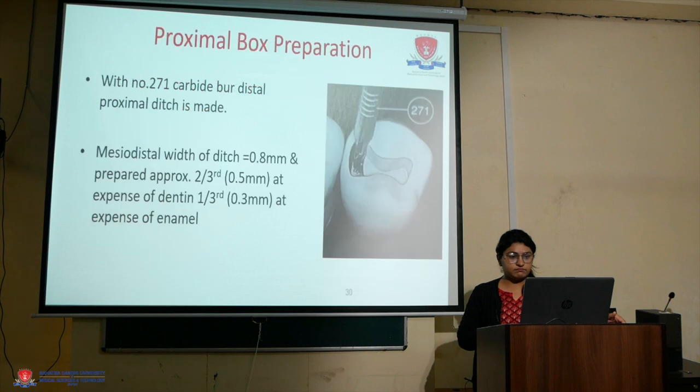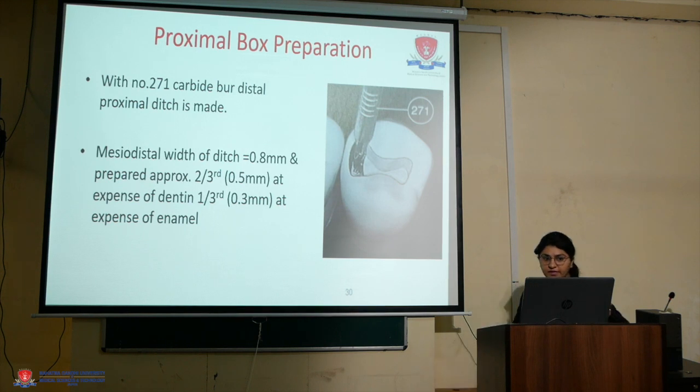Then proximal box preparation with the number 271 carbide burr, the proximal ditch. Initially you made a punch cut, now you have to make a proximal ditch, and the mesiodistal width of the ditch will be around 0.8 mm. That is 2/3 at the expense of the dentine and 1/3 at the expense of the enamel, that is 0.5 and 0.3 counting to 0.8 mm. That is the diameter of the 271 burr.